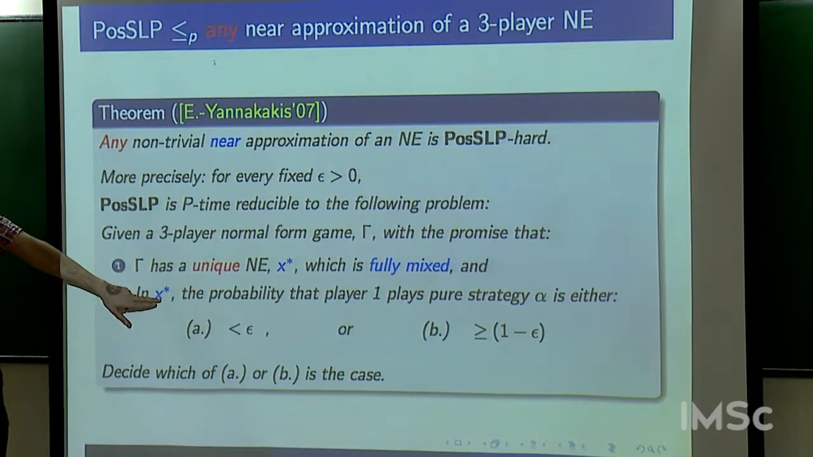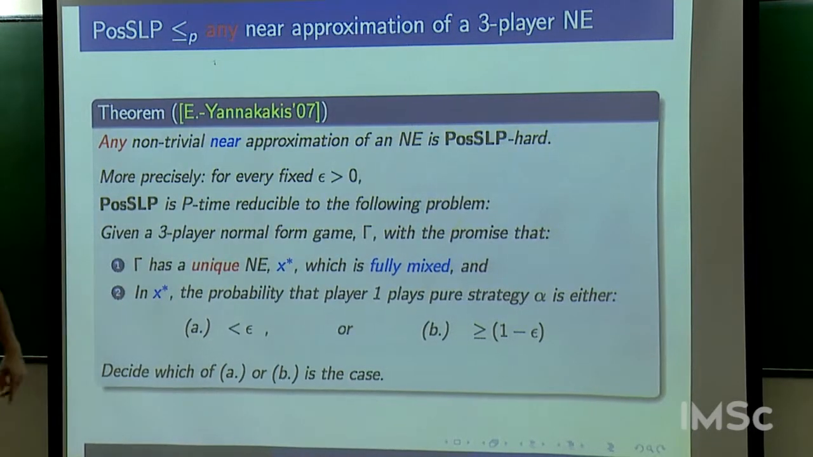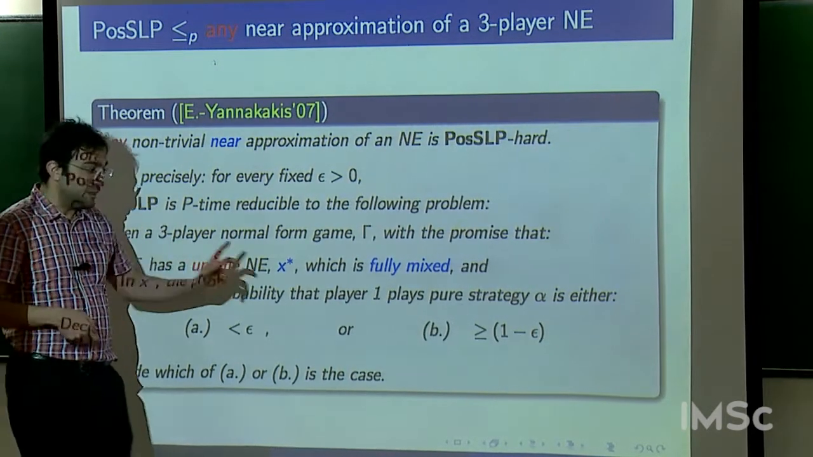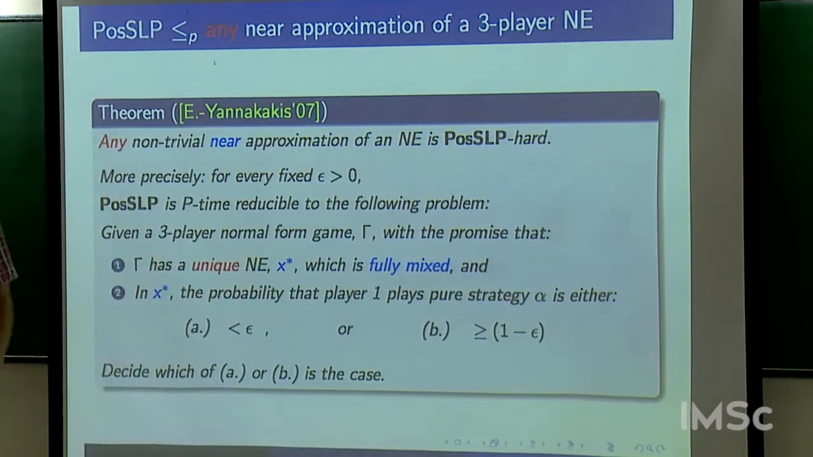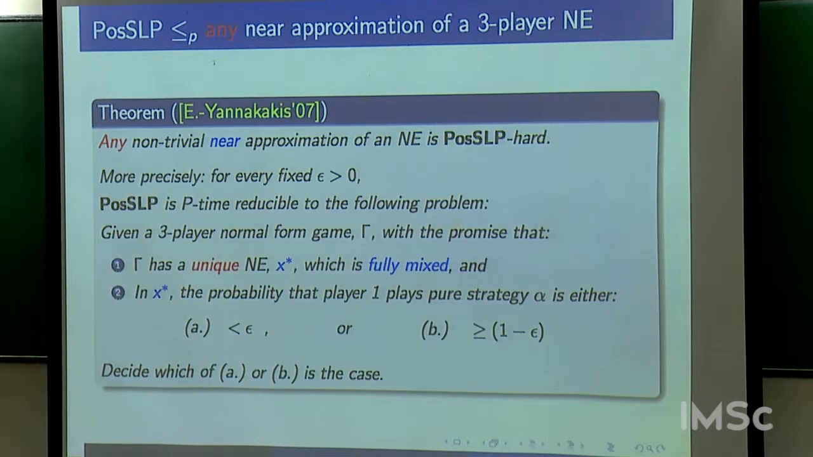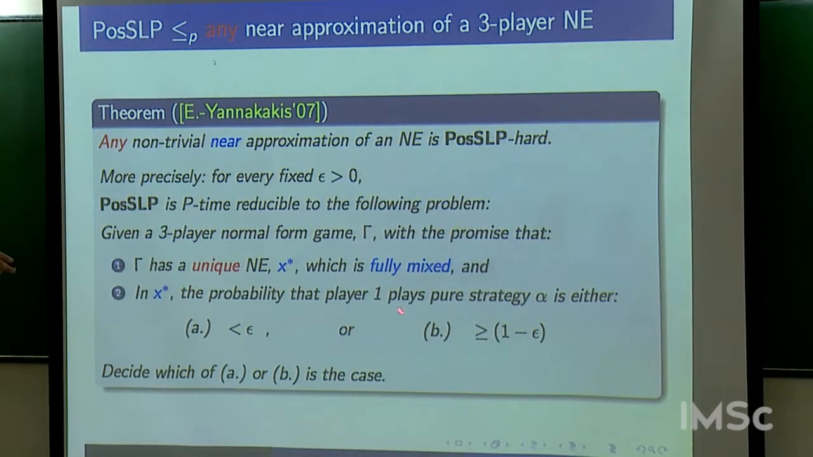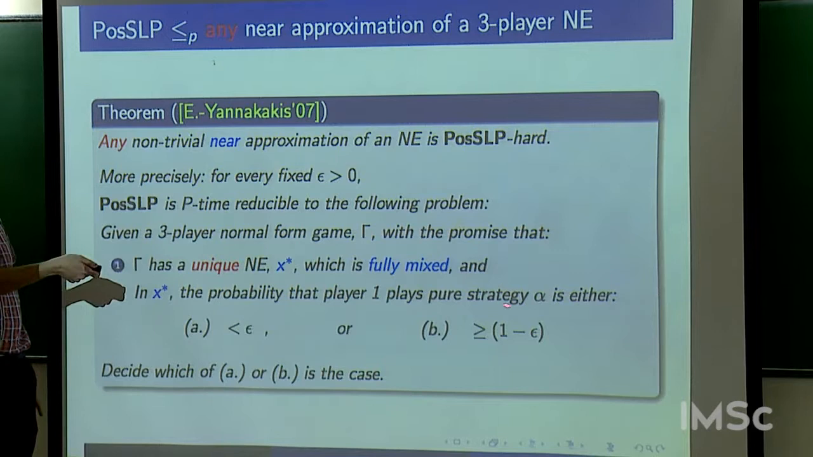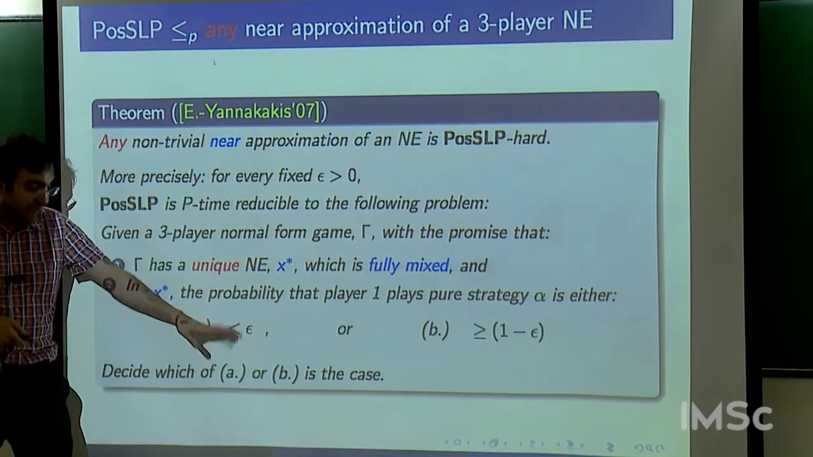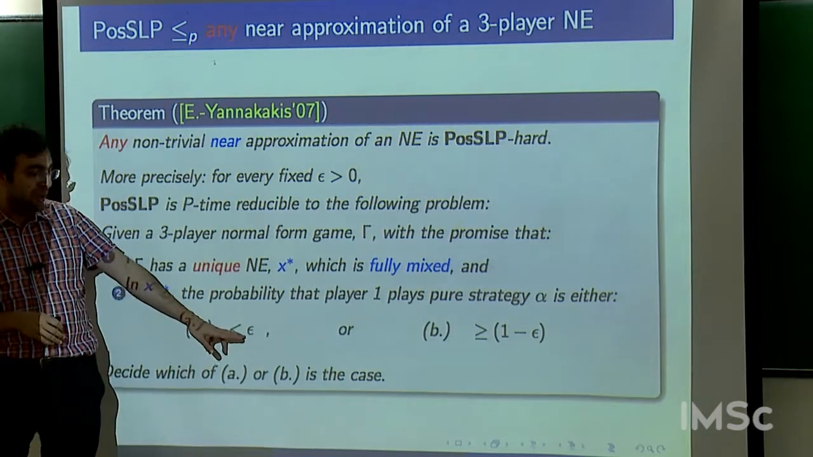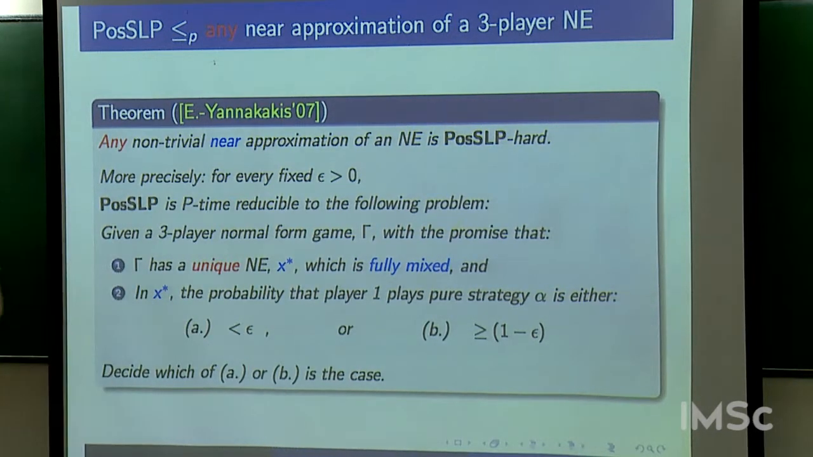So let X star be that unique Nash equilibrium. The probability that player 1 plays its pure strategy, let's call it pure strategy 1 or pure strategy alpha, that probability in the Nash equilibrium, I'm promising you, is either less than epsilon or greater than 1 minus epsilon. And deciding which of these two is the case would allow you to solve Kousha LP.